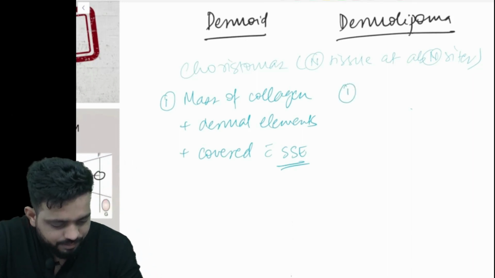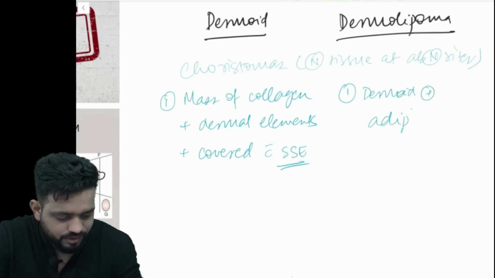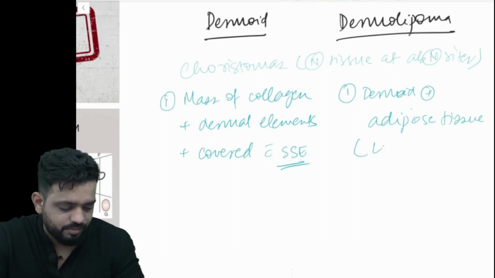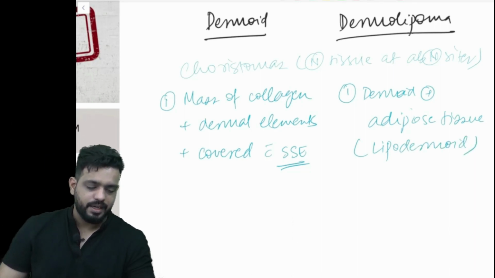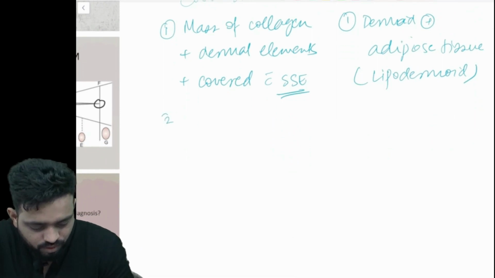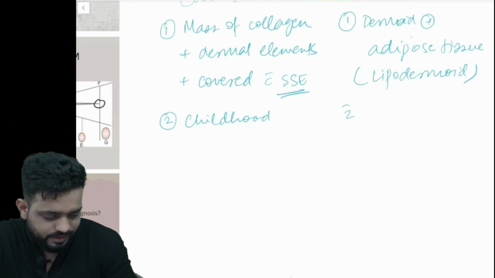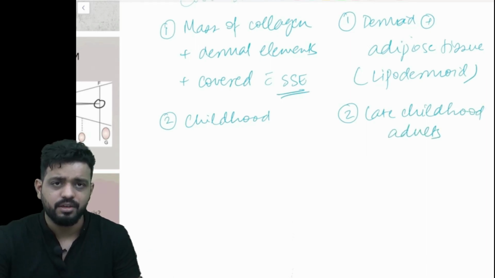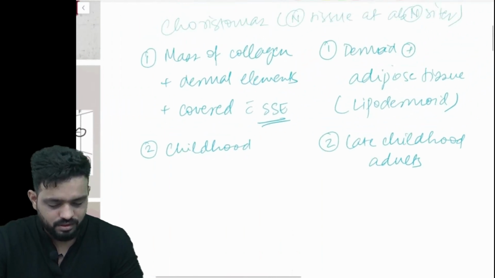When we talk of dermolipoma, it is nothing but dermoid in itself plus adipose tissue in it. That's why it is called dermolipoma. Another name for dermolipoma is lipodermoid. It's just a twister, nothing more. So dermolipoma and lipodermoid can be used interchangeably. More important to remember is that dermoid presents in childhood, while dermolipoma presents in late childhood, you can say, or in adults. So the first point is clear, because what we got in the question was a child. So this is pointing more towards dermoid.